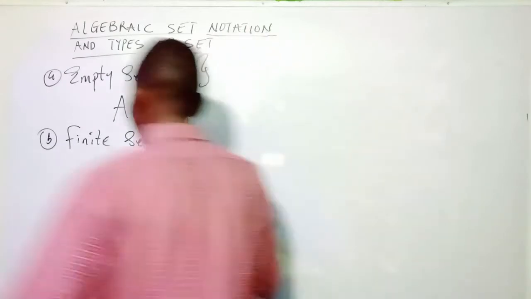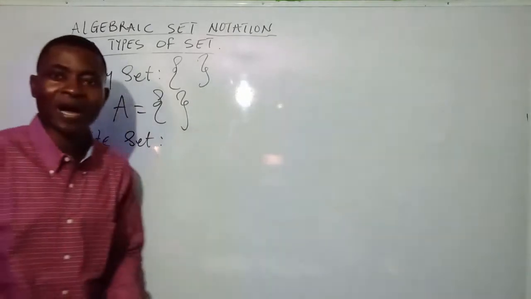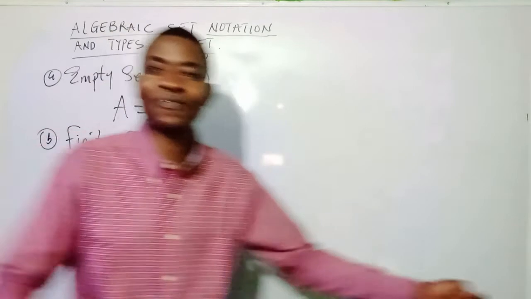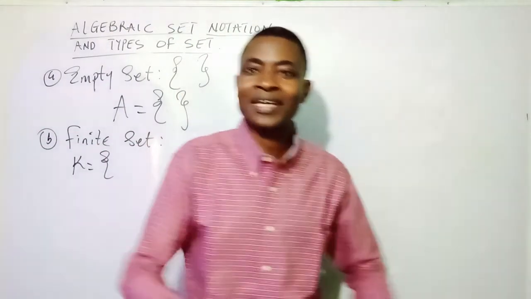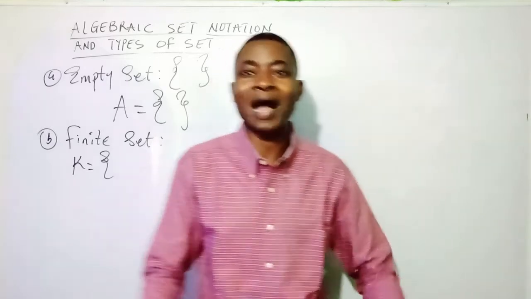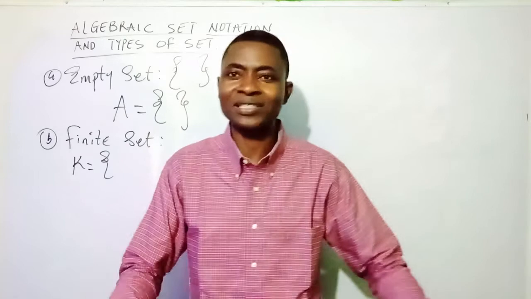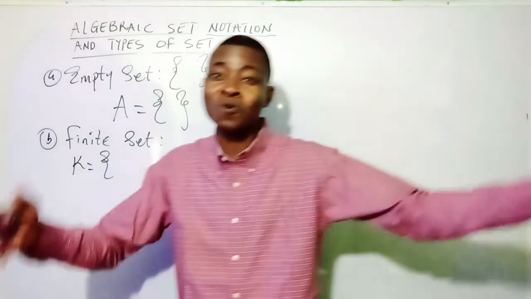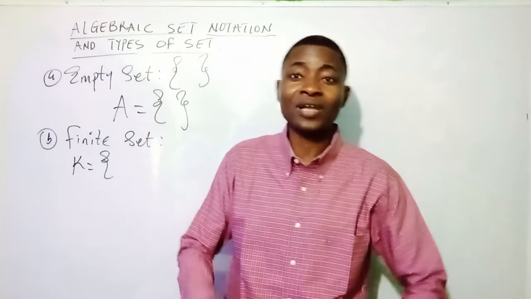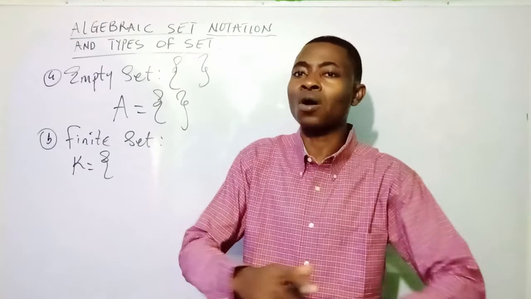For instance, we say that K is a set of even numbers less than 30. Of course, we know what that means. We can actually list all the even numbers less than 30. Or K is the set of the number of grains in a bag of beans. We can actually list that, although it's going to be cumbersome. So in other words, a finite set is a set in which we know all its elements.